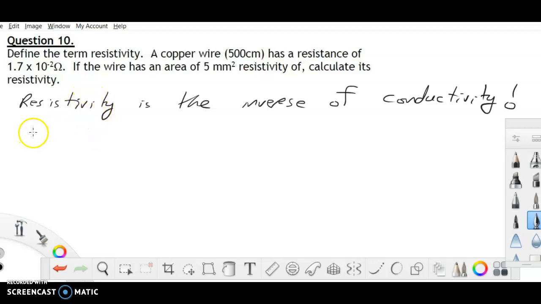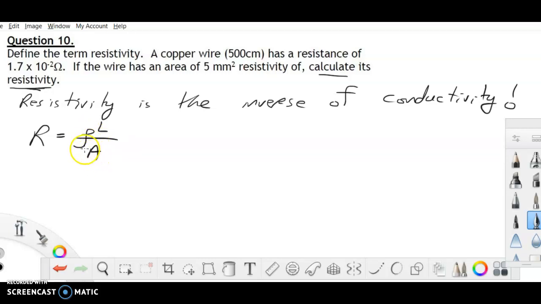Anyway, the formula looks something like this. Resistance equals resistivity, that's rho, the symbol for resistivity, times L, the length, over the cross-sectional area. So here we're asked to calculate the resistivity. So we have to manipulate this formula because we want to get rho on its own. We want to make rho the subject.